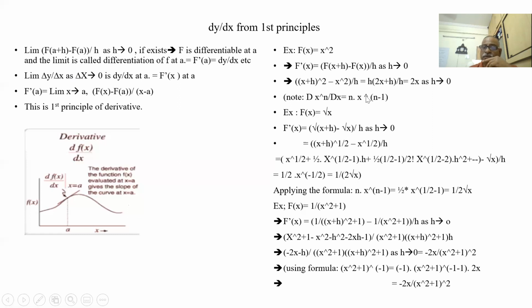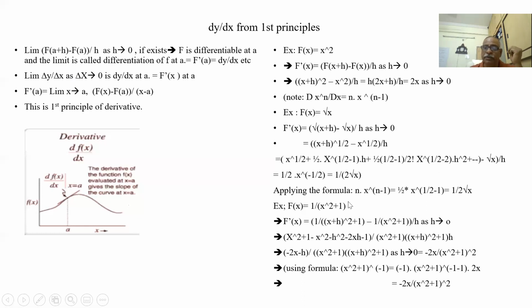Or if we use this formula, n is half. So half into x to the power of n minus 1, so this is minus half. So 1 by 2 root x. Either through the formula or through fundamentals, we should know this binomial expansion.